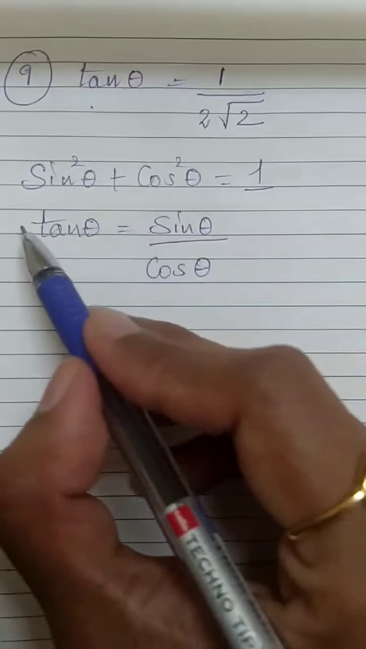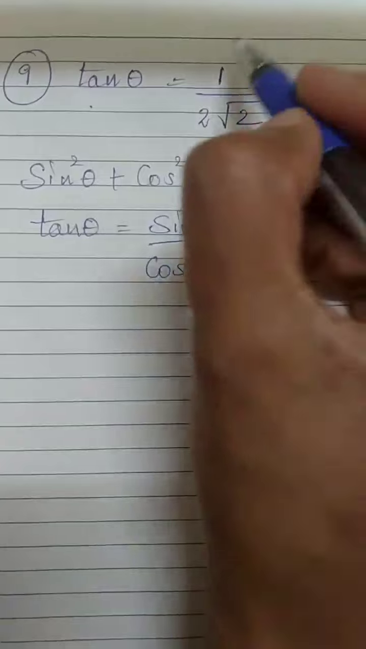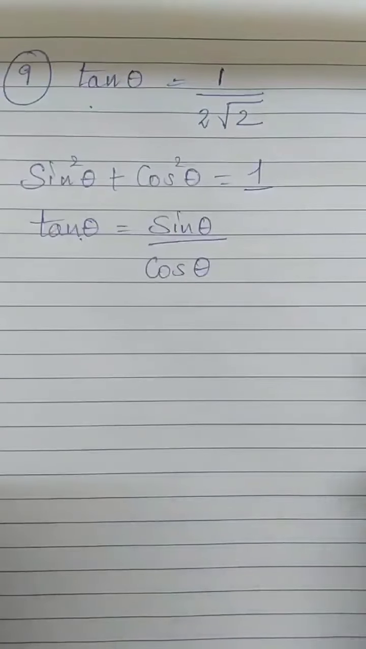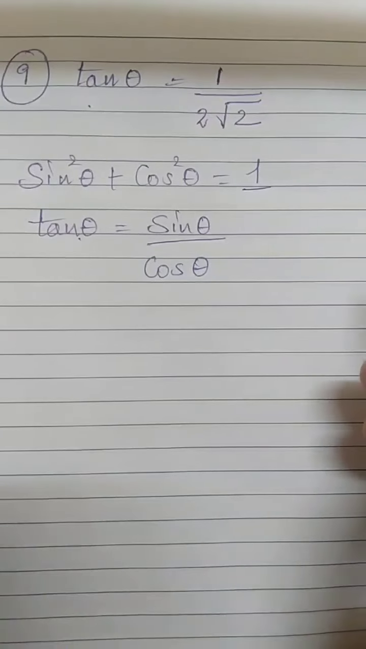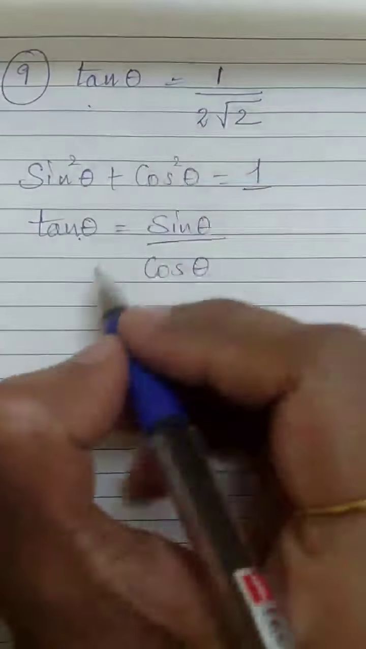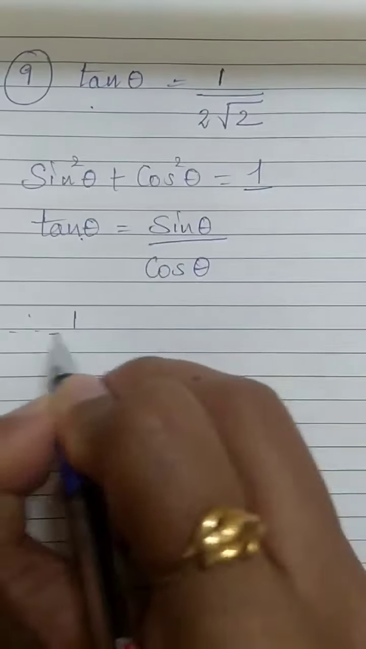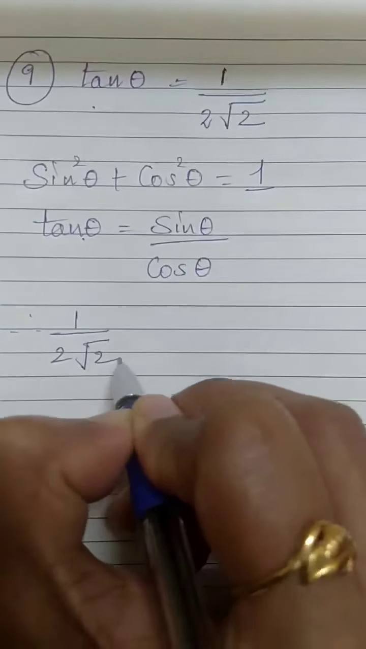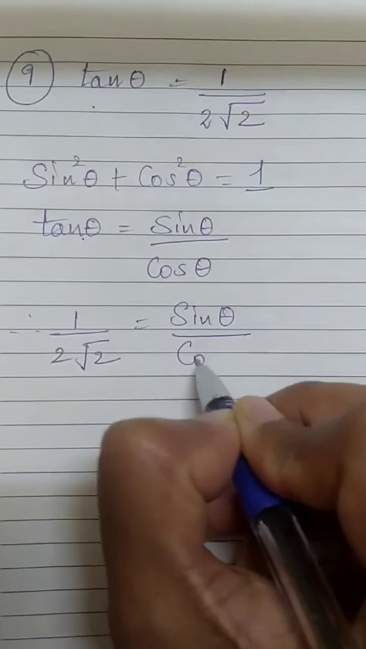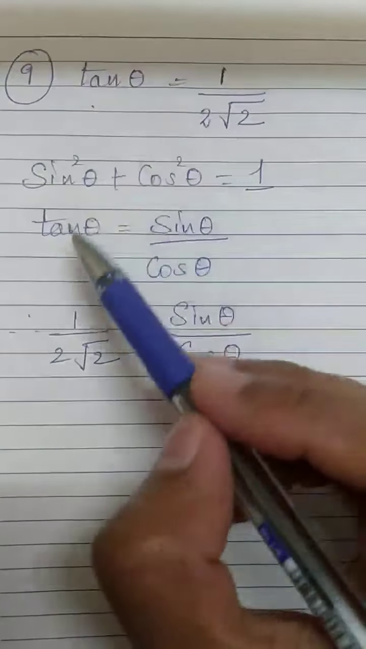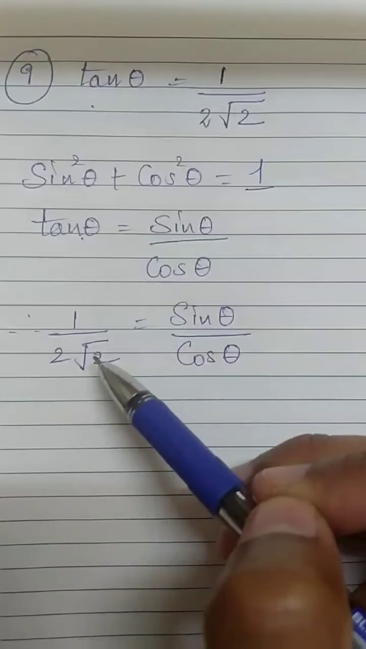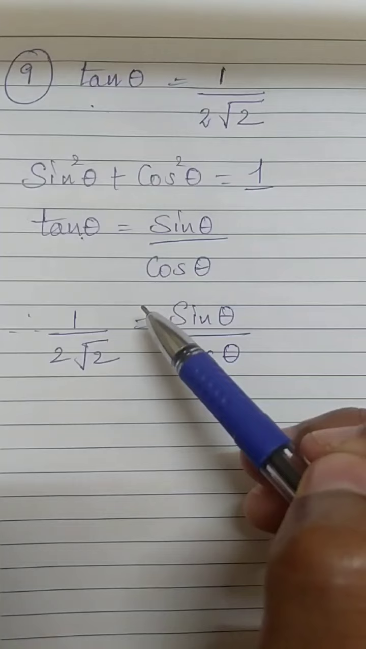Okay. Now in place of tan theta, I will substitute this here. So every method, every way you should explore. In place of tan theta, I will write this value. So therefore, 1 upon 2 root 2 is equal to sin theta upon cos theta. I hope you all understood. Tan theta is 1 upon 2 root 2, so I substituted it.